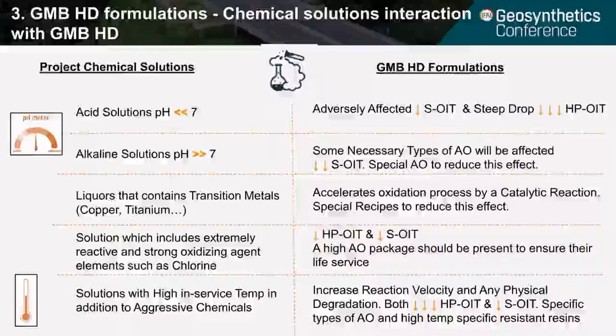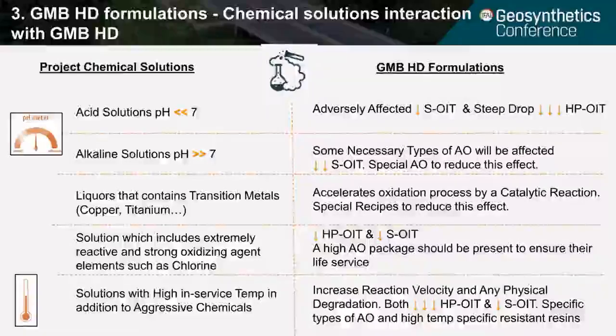In the following section, it is analyzed how the chemical solution affects the HDPE geomembrane recipes and how we can adapt the formulas to resist it. Acid and alkaline solutions we have already assessed in the previous slides with regular HDPE formulations. They would impact geomembrane additive packages. Special antioxidants that resist basic and acid solutions better can be included to reduce their effect.